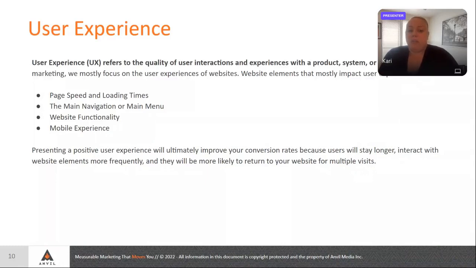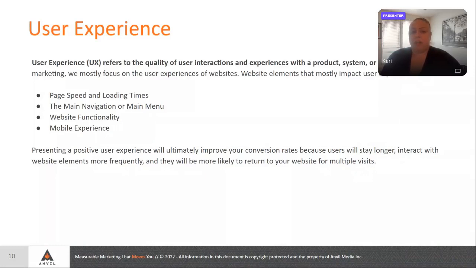You do want to have the main navigation or main menu, especially on your more general website pages, to make sure that it's easy for people to navigate from section to section of your site without having to dig around for those links, or roundabout ways of getting to those pages.